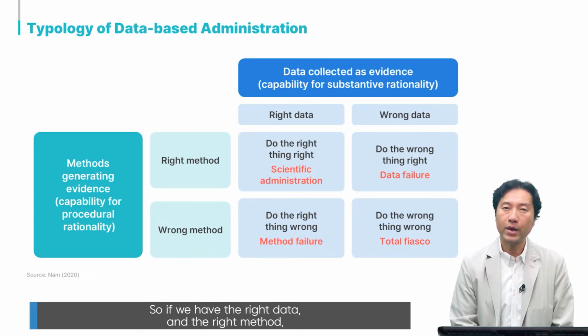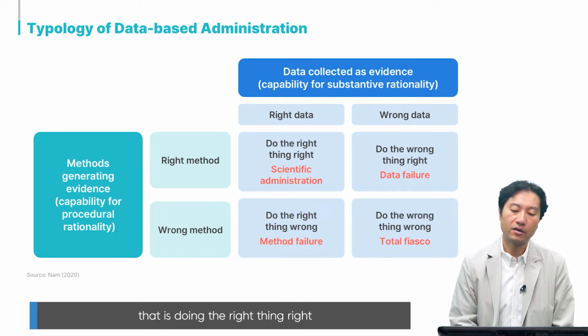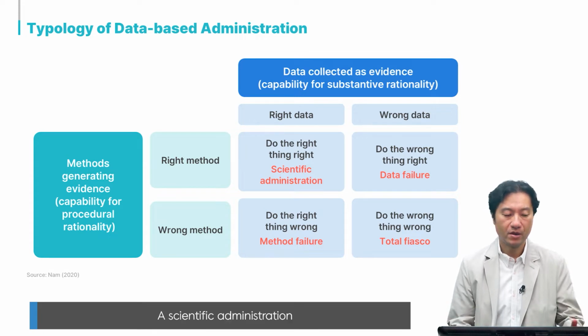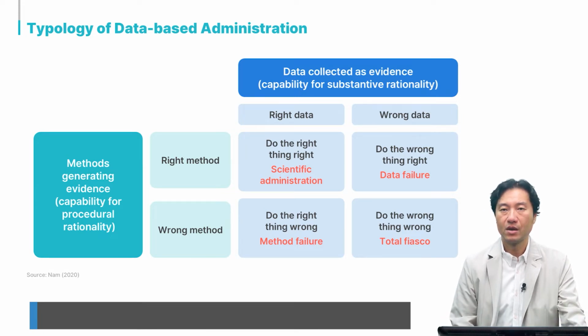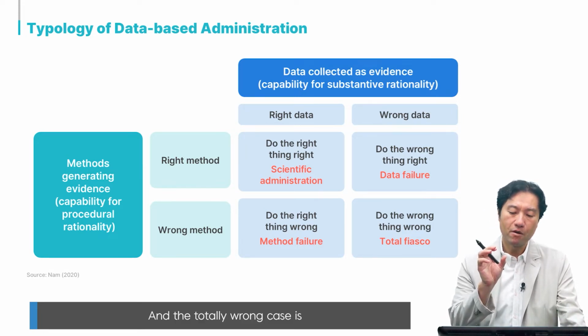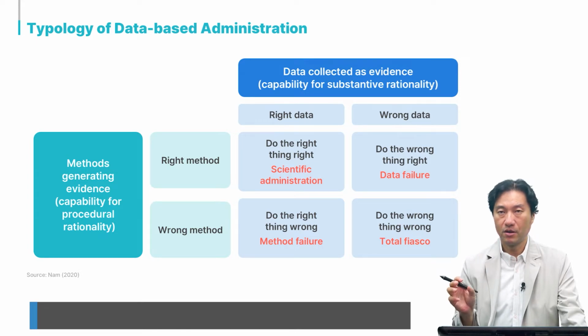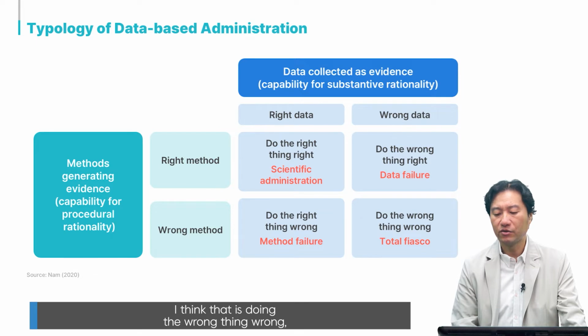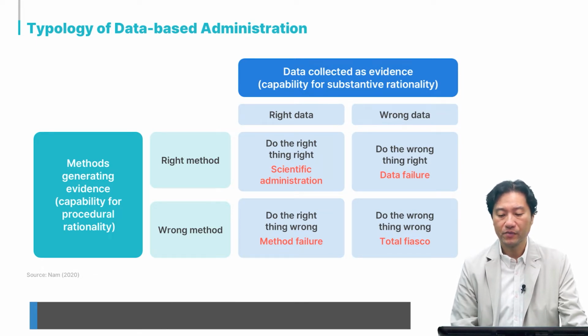So if we have right data and right method, that is do the right thing right. That is a really good thing, scientific administration. And the totally wrong case is we have wrong data and wrong method. I think that is do the wrong thing wrong. That is a total fiasco.